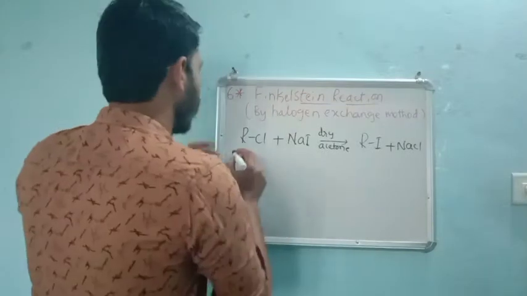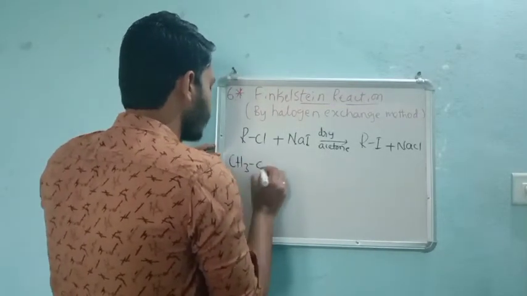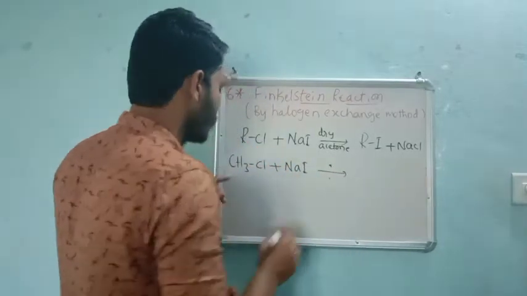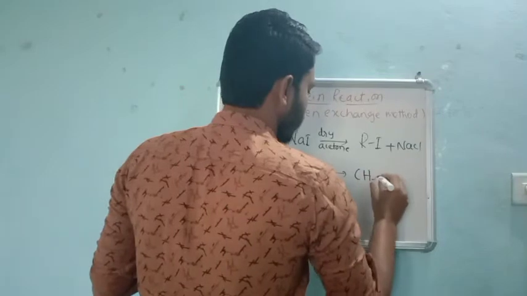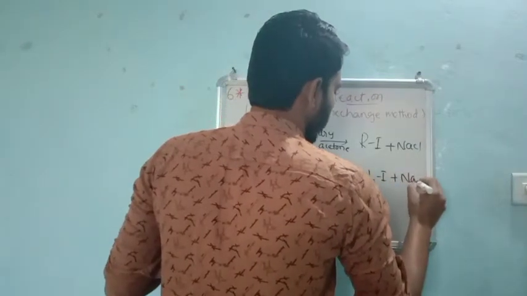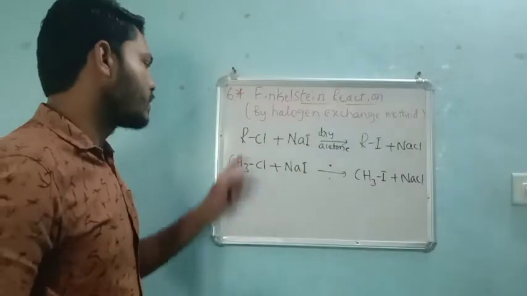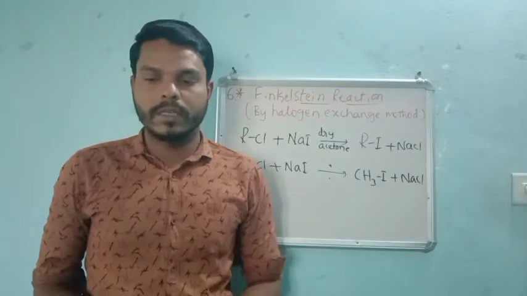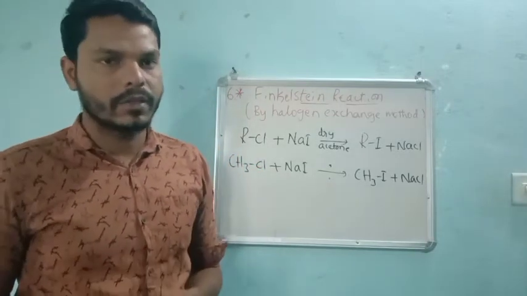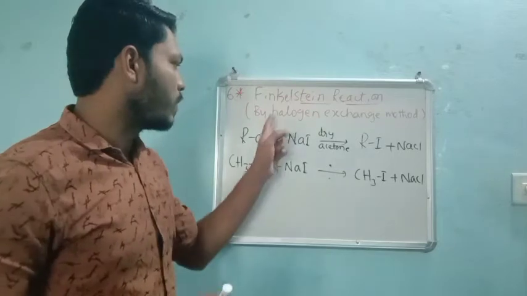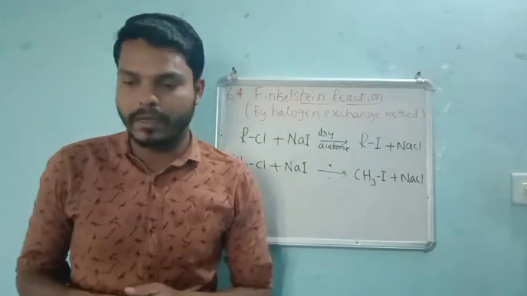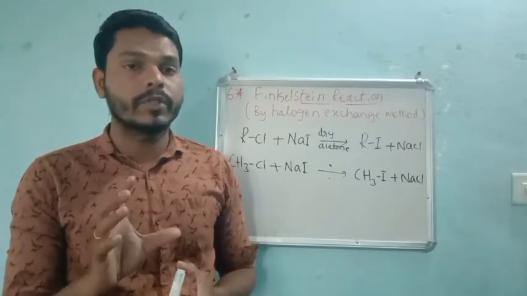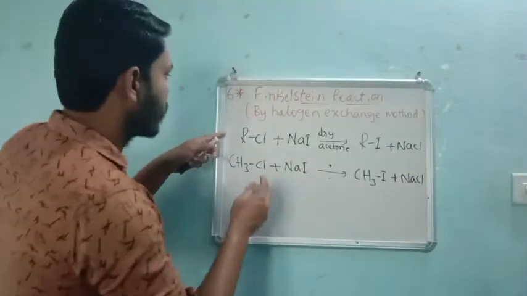If I write it in example form, it becomes CH3Cl plus NaI gives, in the presence of dry acetone, CH3I, methyl iodide, plus sodium chloride. So I have just introduced a methyl in place of the alkyl, right? So this is the Finkelstein reaction, and one more halogen exchange method is there, that is called the Swarts reaction. These two are very confusing, so now you just say this one as Finkelstein.